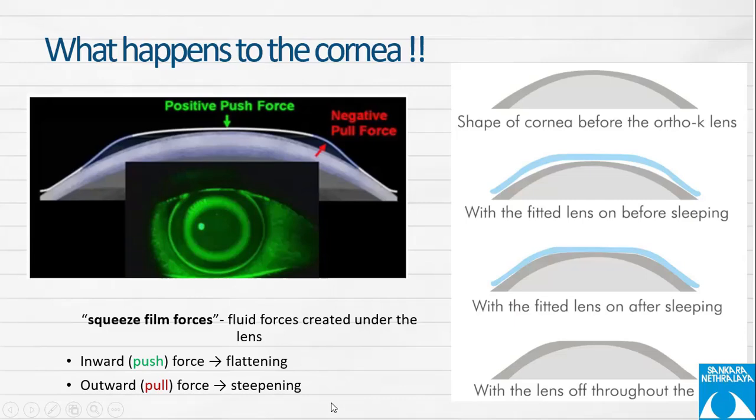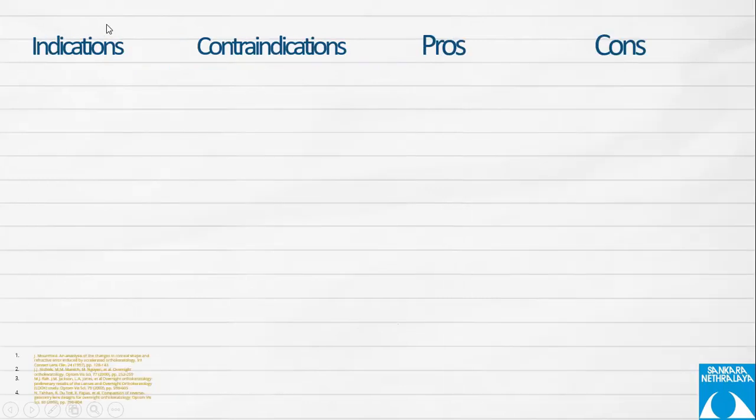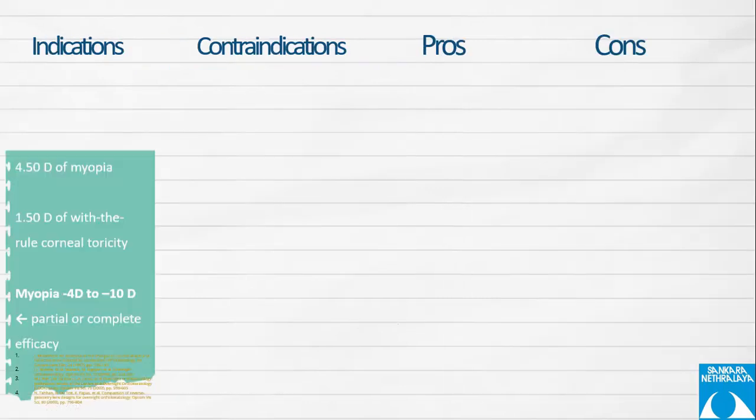Squeeze film forces are what act, and the center base curve gives a positive push force, which causes epithelial thinning in the central cornea, and the negative pull force from the reverse or steepest curve causes mid-stromal and mid-epithelial thickening. So what are the indications of orthokeratology lenses?